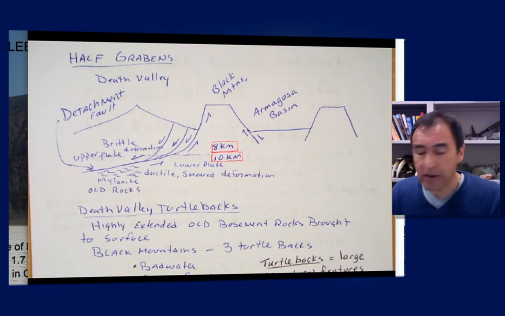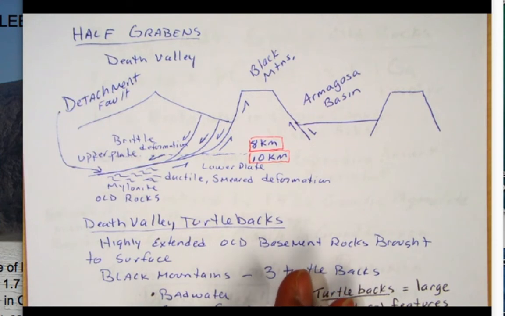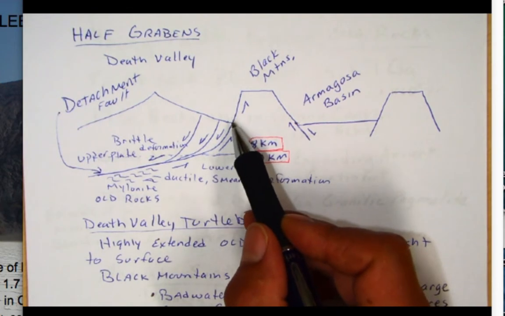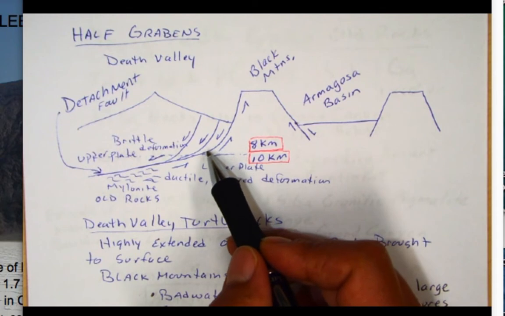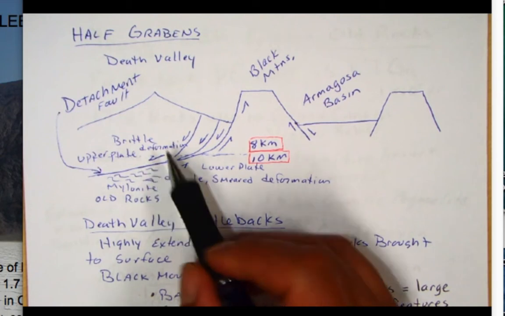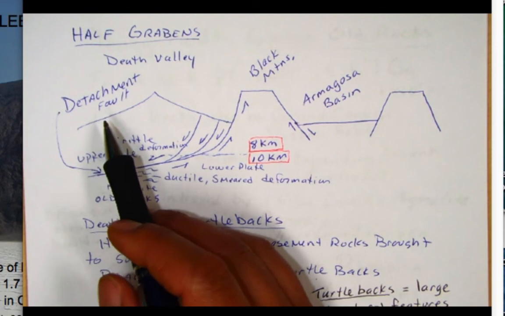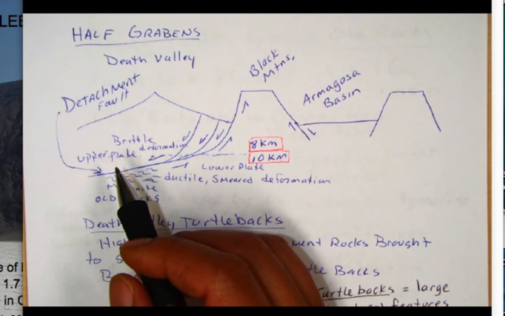So if we go back to our slide here, remember Death Valley is known as a half graben because there's a detachment fault or a normal fault only on one side. And so it's going to be a special type of normal fault where it's steeper near the surface, but as you go deeper down, it's going to be a shallower angle. As the angle gets less steep, we call these detachment faults, right? And they accommodate quite a bit of extension. So what could it account for in Death Valley?